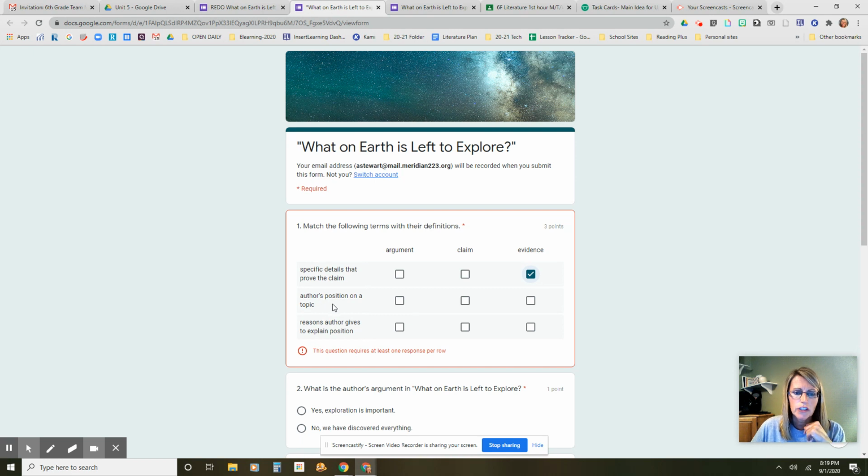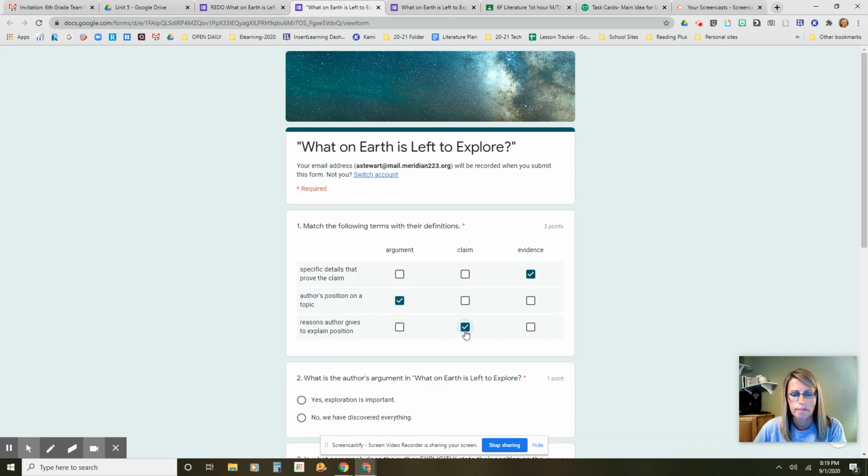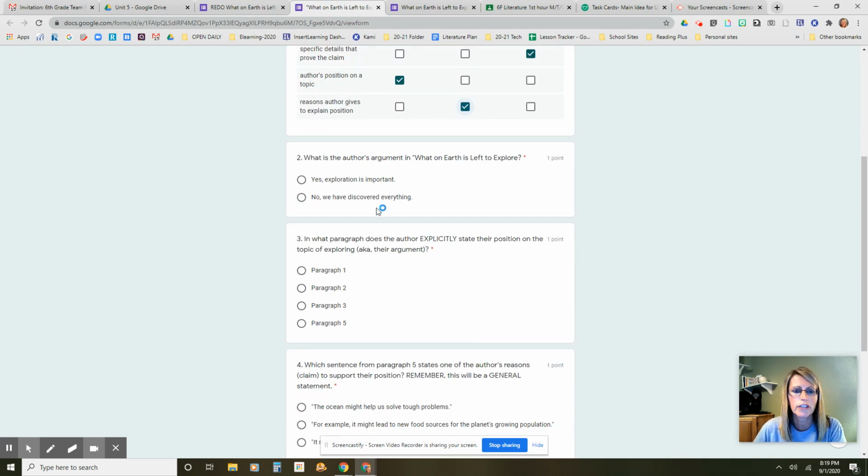The author's position, remember that's where they stand on a topic. That is the actual thing they're arguing about. That's argument. So basically, you just kind of do a little grid check. And then finally, reasons author gives to explain the position. Those are going to be their claims. Okay? Second question. I will not help you with this one because this is something you need to be able to do on your own.